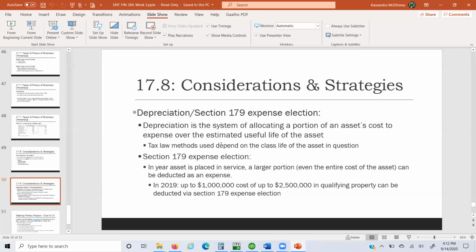Tax law methods depend on the class life of the asset in question as well as the nature of the asset. If you have a building, it can be taxed in two different ways. Does somebody live in there, is the question. If yes, if it's a residential rental, it's 27.5 years straight line depreciation. If no, nobody lives in that same building, 39-year straight line depreciation.